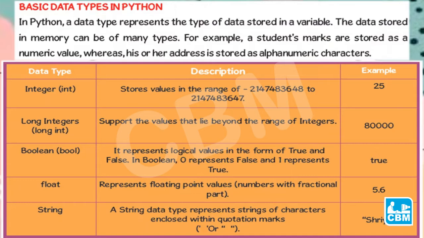Boolean is another type of data type. It represents logical values in the form of true or false. 0 represents false, while 1 is represented by true. Float represents the floating point values, that is the number with the fractional part, such as 5.6. Another kind of data type is string. A string data type represents the string of characters. The string is enclosed within quotation marks.